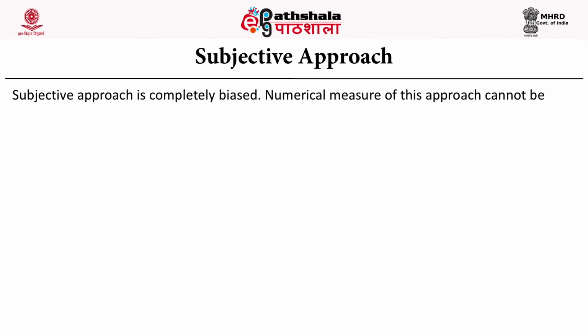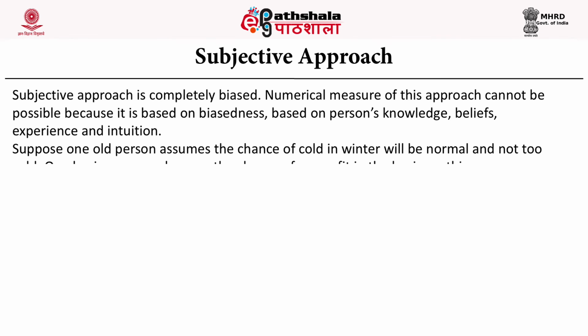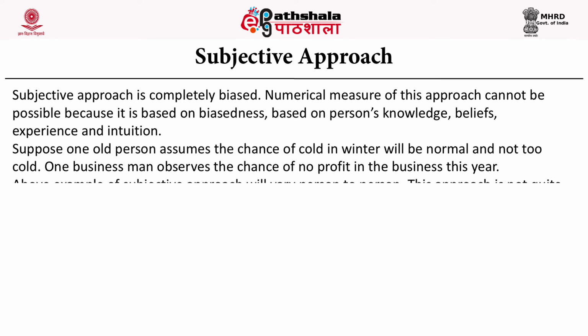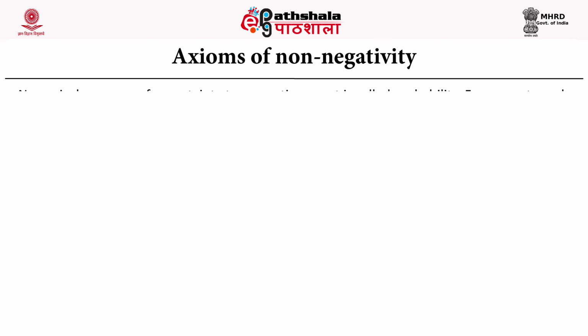Now we will discuss the subjective approach. The subjective approach is completely biased. A numerical measure in this approach is not possible because it is based on bias, on a person's knowledge, belief, experience and intuition. Suppose an old person assumes the chances of cold in winter will be normal and not too cold. One businessman observes the chance of no profit in the business this year. The above examples of the subjective approach will vary from person to person. This approach is not good enough to measure probability numerically.